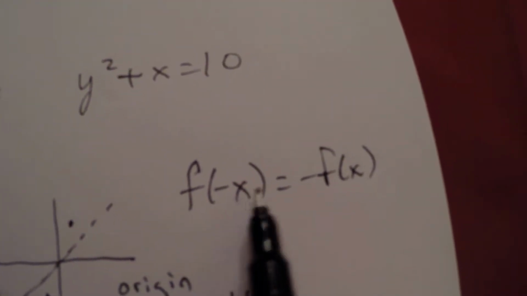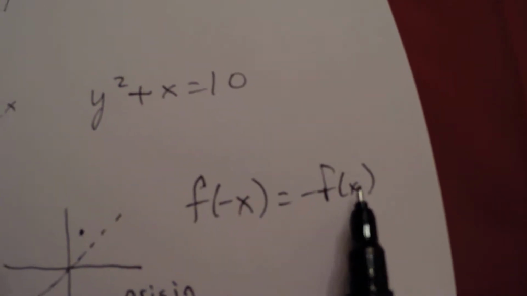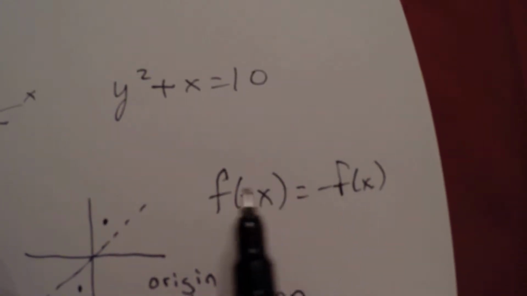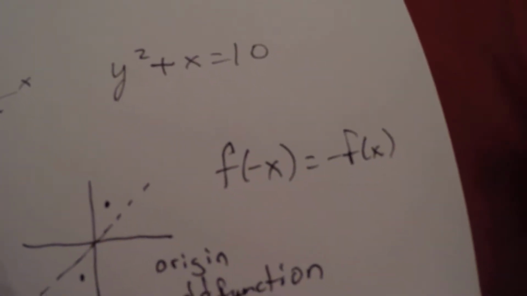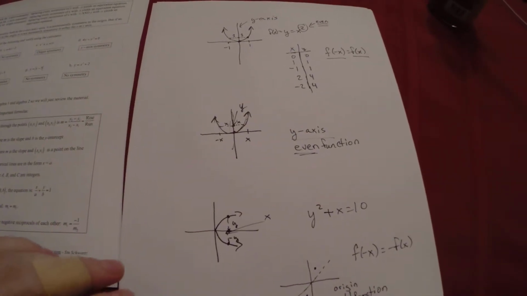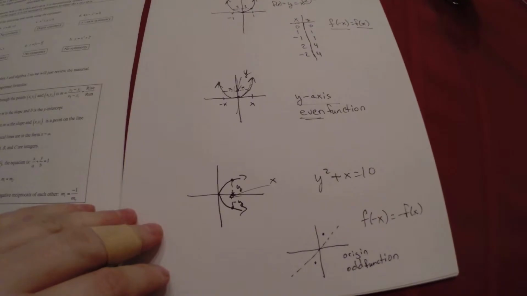What this means is that when I switch my x values from negative to positive, or positive to negative, I also switch my y values from positive to negative, or negative to positive. In other words, it's the opposite of what it once was. So this is a general grasp of what we're talking about when we talk about even and odd, in terms of why it is what it is.